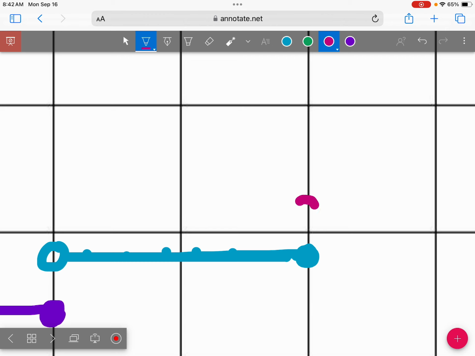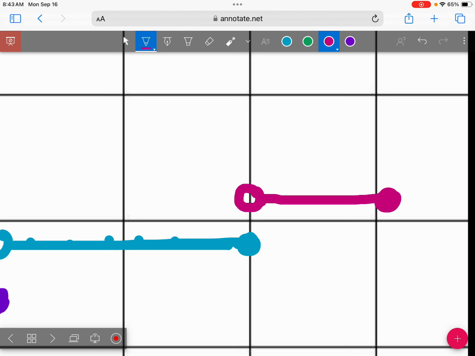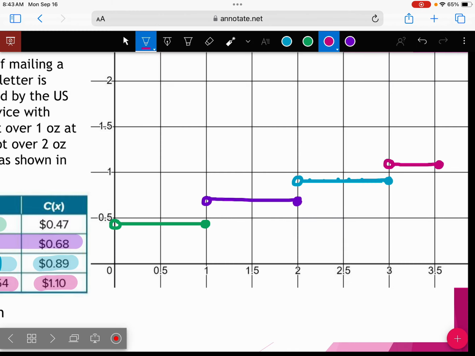And then our right-hand end of this is at 3.54, just a touch past 3.5, and it's still costing us $1.10. At that point is where I believe the post office says, okay, you're not a letter anymore, that's a package. You've got way too many things out of an envelope to count it as a letter, because this is just for letters. I believe over 3.54 ounces is when it classifies as a small package.